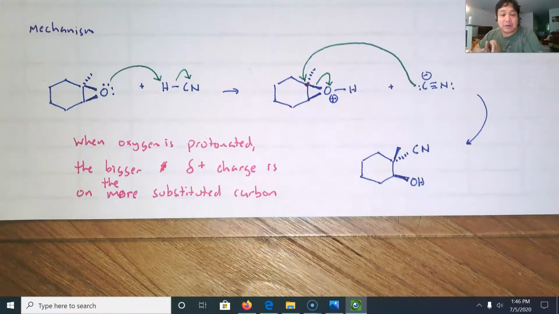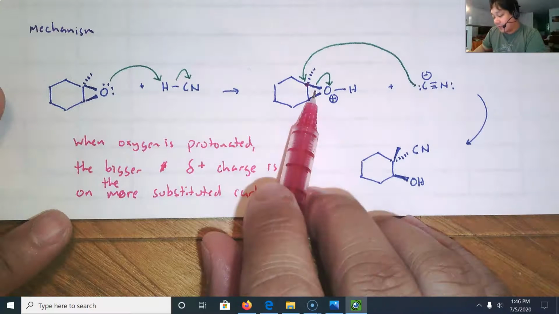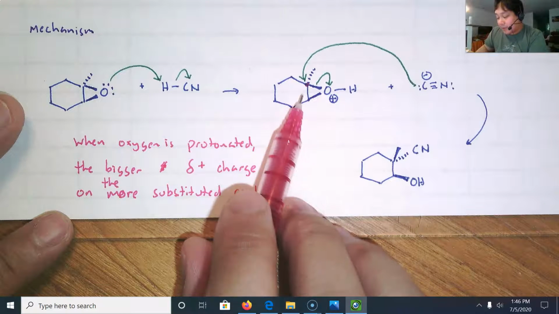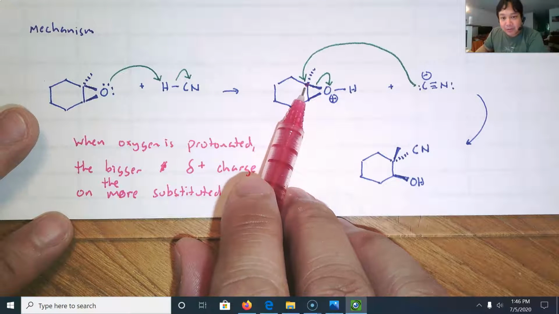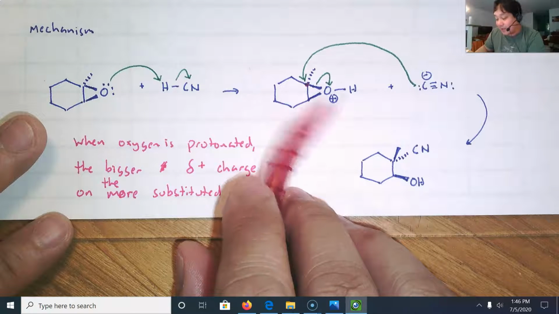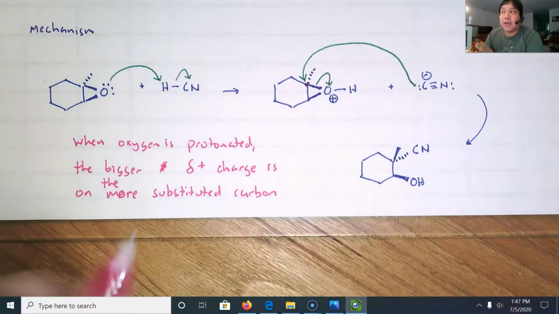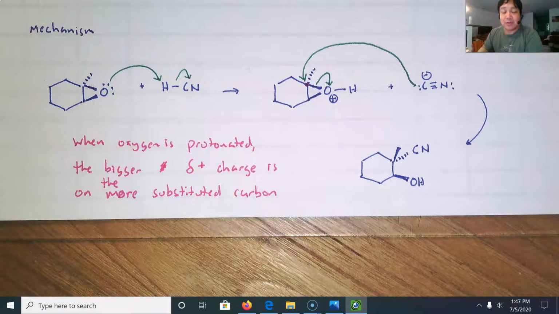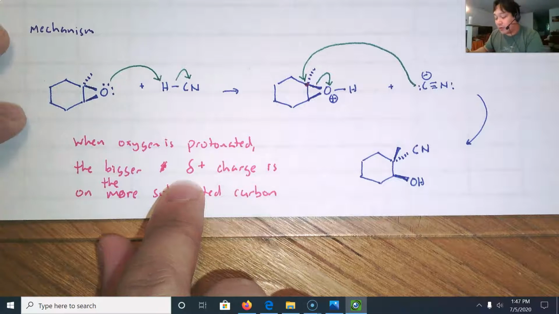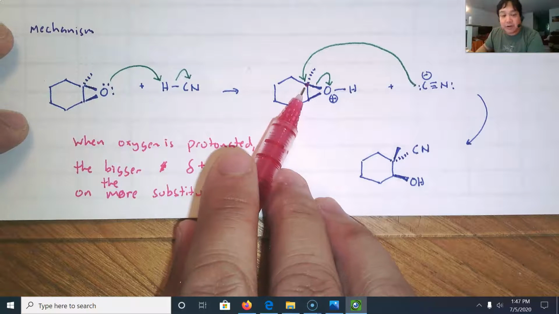I'm not saying that we're making a carbocation. Okay, I don't want to introduce that idea. But you are weakening this bond. You're starting to pull electrons towards the oxygen from both bonds, but this position is more stable because it is a tertiary carbon, and this is a secondary carbon. And we know that carbocations are more stable at tertiary carbons than secondary. But we're not making a carbocation, but still it follows that the bigger, the more stable partial positive charge will start to build up on this tertiary carbon.